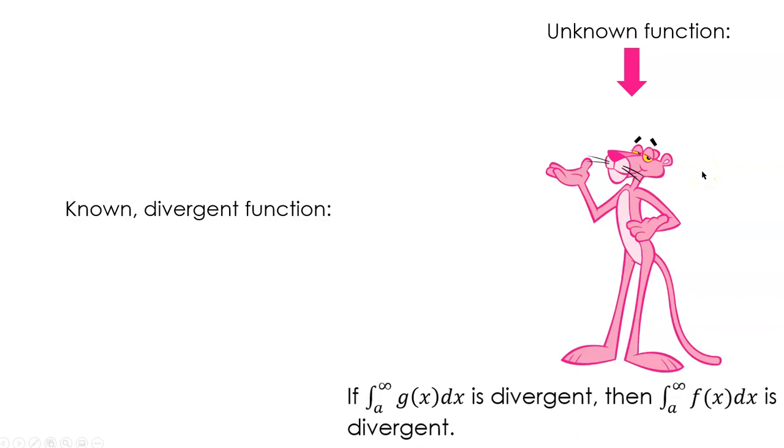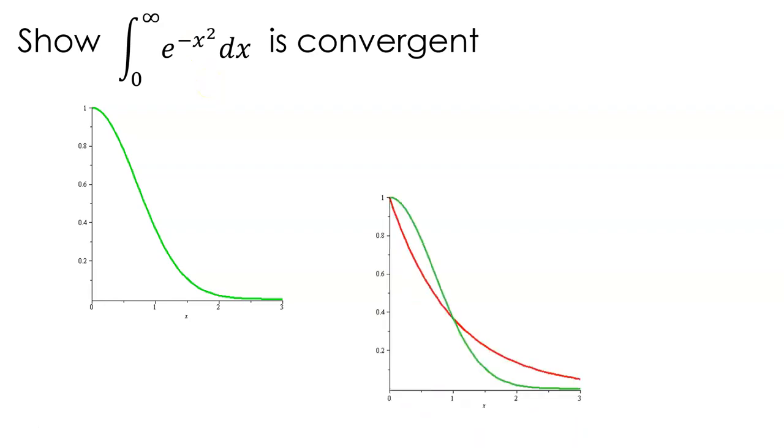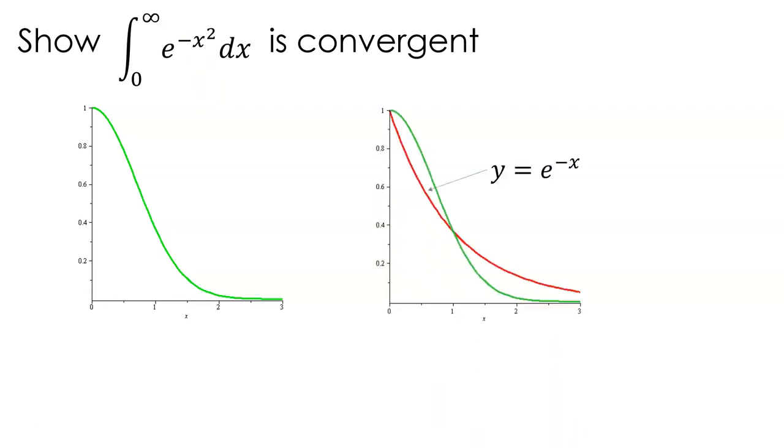Let's look at a math example of this. Let's say I want you to show that the integral from 0 to infinity of e to the negative x squared is convergent. The green is a graph of that. I can't integrate that, so I'm going to compare it to something that I know converges. In walks y equals e to the negative x. I know that converges, and you're going to prove it for homework. The red is the e to the negative x.